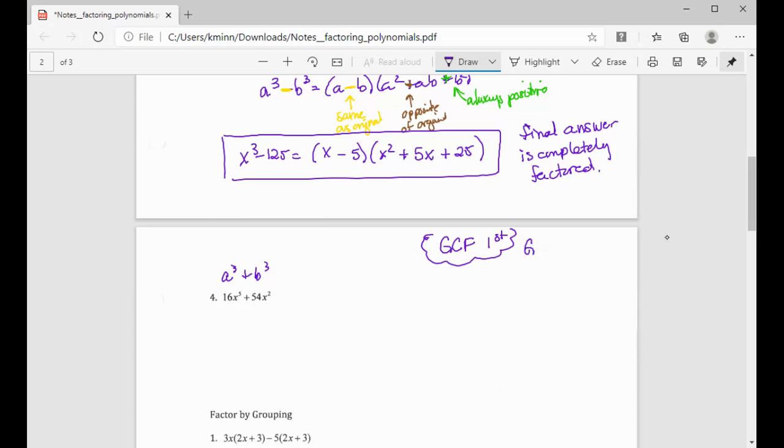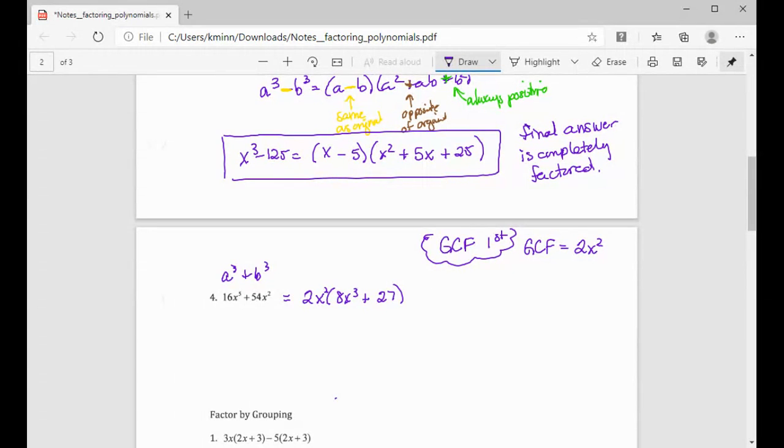The GCF in this particular equation is 2x squared. So the first thing we're going to do is pull the 2x squared out of both of these terms. Take a 2x squared out of 16, you're going to get 8x cubed. Plus, take 2x squared out, we're going to get a 27. Starting off, 16 and 54 were not cube numbers. So it's another way of looking at it: if I don't have a cube number, then let me see if I have a GCF.